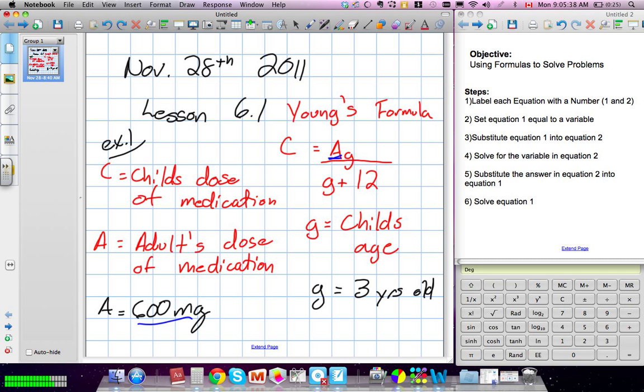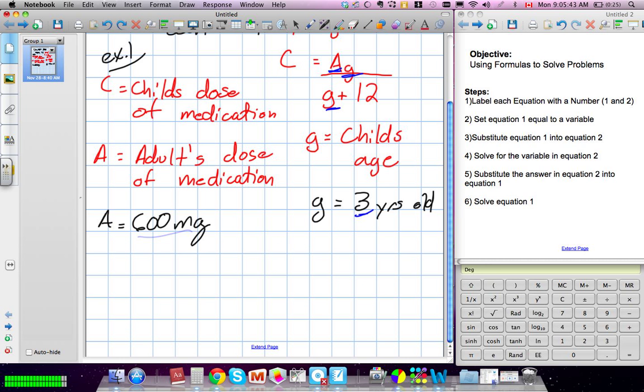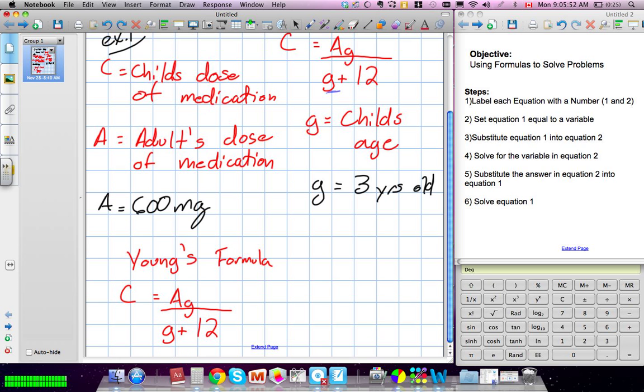So what we're going to do is move our Young's formula down here, and we're going to plug in values. For A, we're going to be plugging in our 600. And for both G's in this equation, because there are 2 G's, we need to plug in 3 for both of those. So our equation is going to read, and I'm going to write it on the board to the right, C is equal to 600 times 3 divided by 3 plus 12.